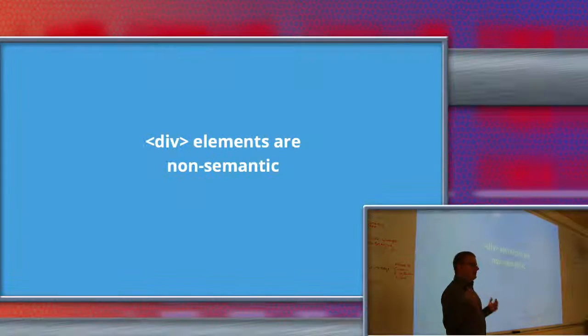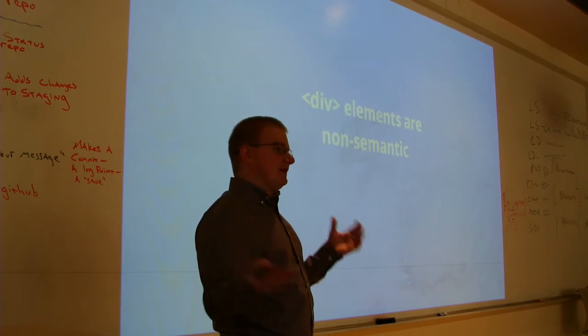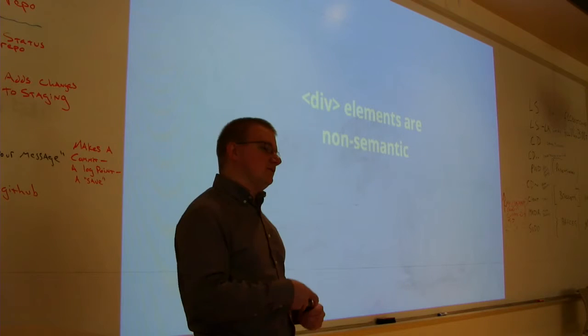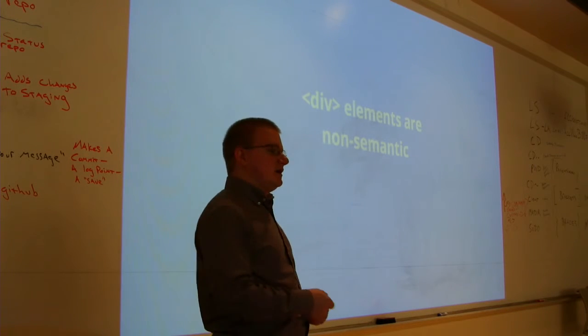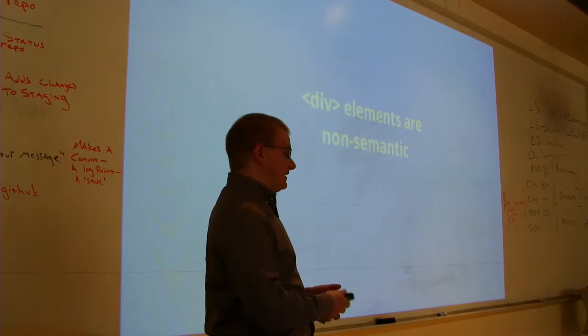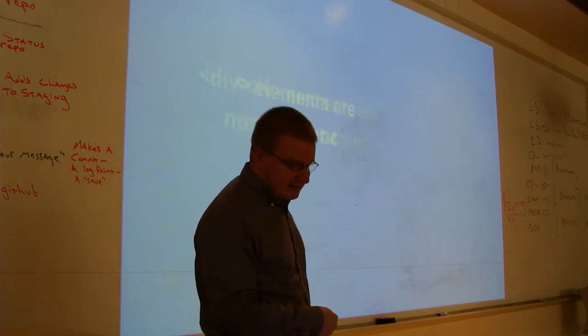Divs work, but they're non-semantic. Semantic means meaning. It means something has meaning. Non-semantic means it has no meaning. Divs and spans are non-semantic in the sense that they don't mean anything, and they're structural elements. Whereas something like an anchor tag does have meaning. It means that that's a link. And an H1 tag means that that's a heading. Divs and spans are non-semantic.